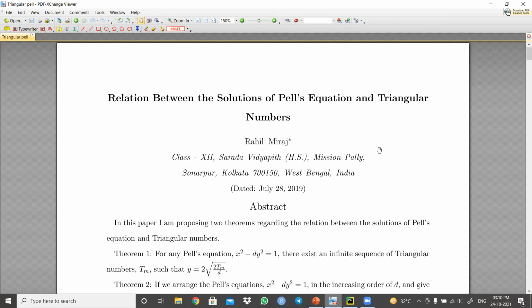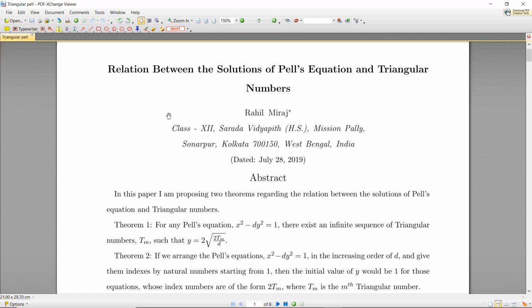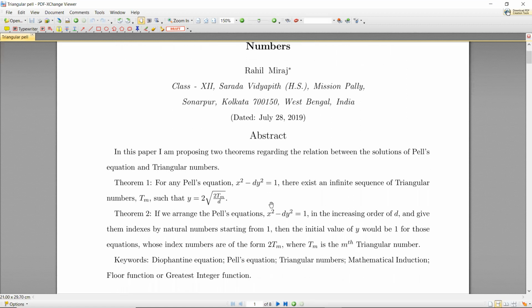Then in class 12th, I did a paper on the relation between the solutions of Pell's equation and triangular numbers. There I proposed two theorems. For any Pell's equation, x squared minus d y squared equals 1, there exists an infinite sequence of triangular numbers T_m such that y can be written as y equals 2 times 2 T_m divided by d. So Pell's equations are also related to polygonal numbers in some different way.